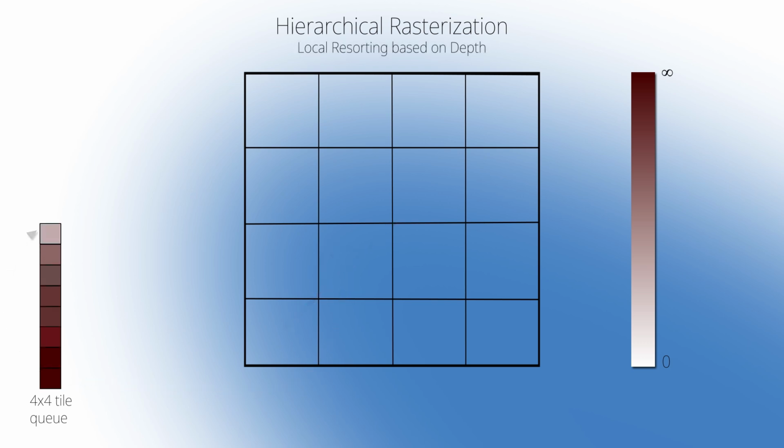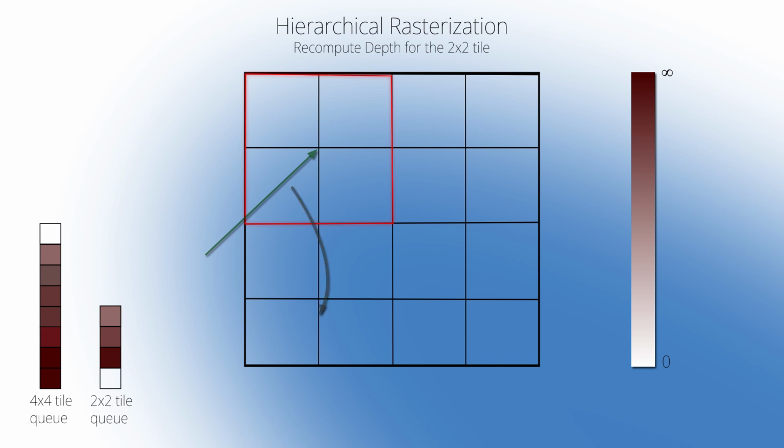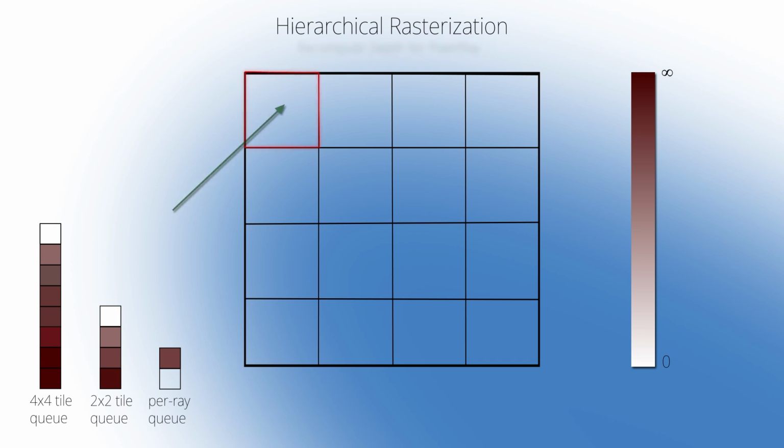If the 4x4 tile queue is full, we take the first Gaussian and consider each 2x2 subtile. Again, we take the center ray, compute the depth, perform resorting, and consider each ray of the 2x2 subtile. In this way, we share resorting efforts between neighboring pixels. Finally, we compute the depth along the direction of the ray, perform resorting, and blend the first Gaussian if the buffer overflows. Please note that this version is overly simplified for visualization purposes. Consider our full paper for implementation details.